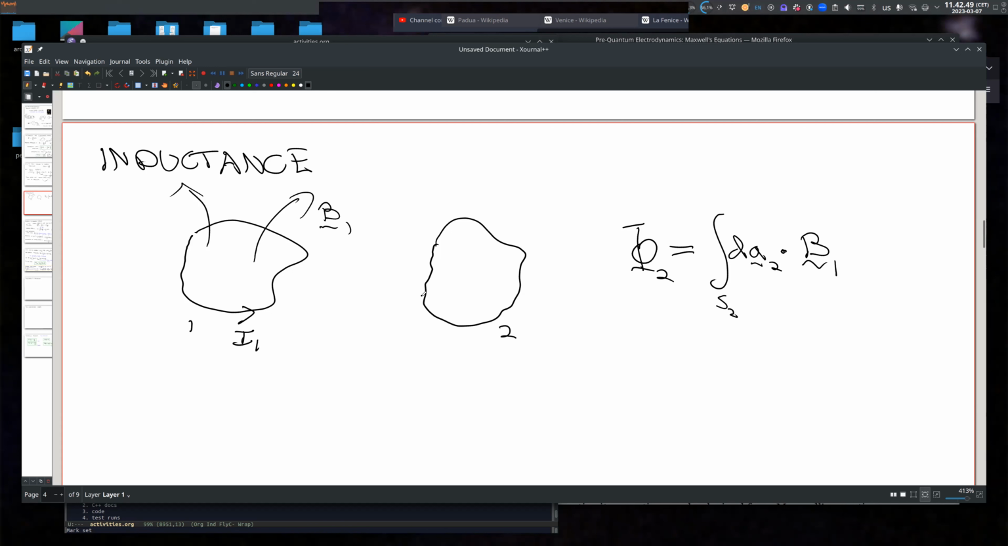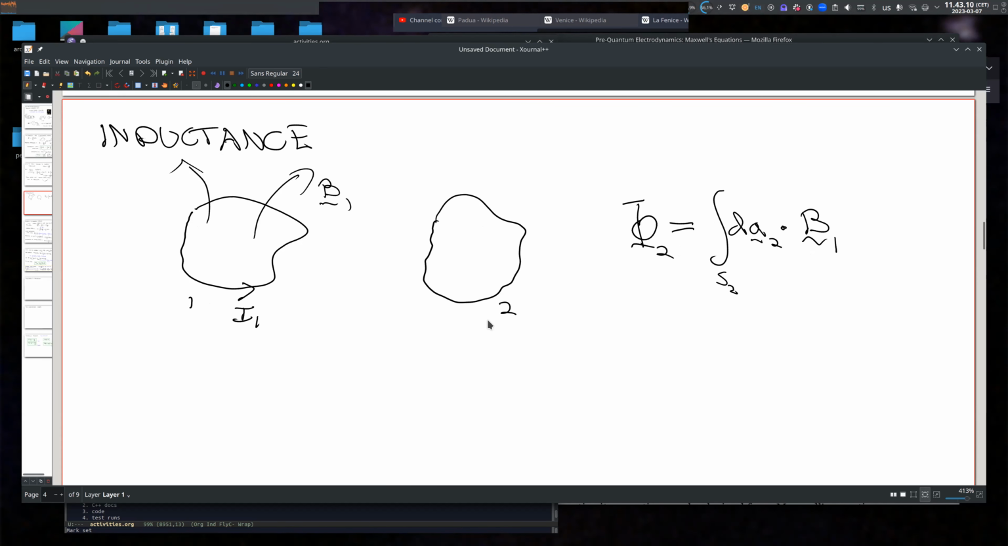Okay? Therefore, if I have two loops and I drive a current through my first one, I generate a magnetic field. This magnetic field can be time dependent. But anyway, this magnetic field that's created creates a flux in the second loop. And if there's time dependence, I will be able to induce some electromotive force in the second loop. Okay, so we can just write a couple of equations like this.